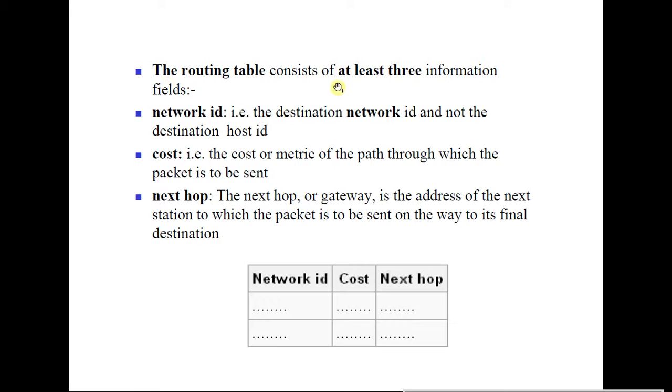The routing table consists of at least 3 information fields. Network ID, that is the destination network ID, not the destination host ID. It finds out the destination network to which that particular node is connected, and that is called the network ID. Cost, the cost or metric of the path through which the packet is to be sent. And next hop, the next hop or gateway is the address of the next station to which the packet is to be sent on the way to its final destination. So routing tables have at least these 3 pieces of information: network ID, cost, and next hop.